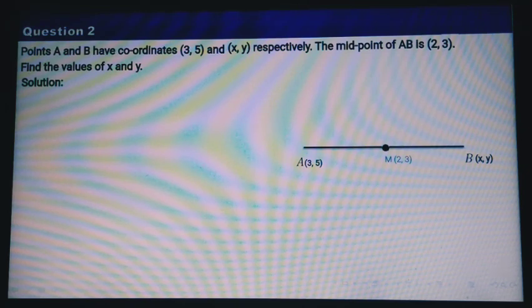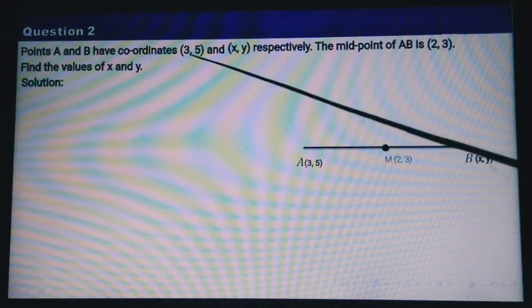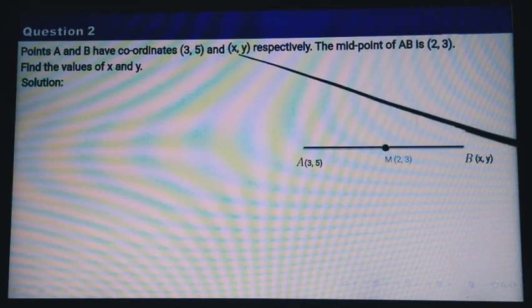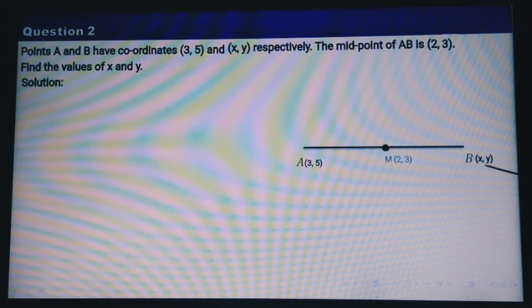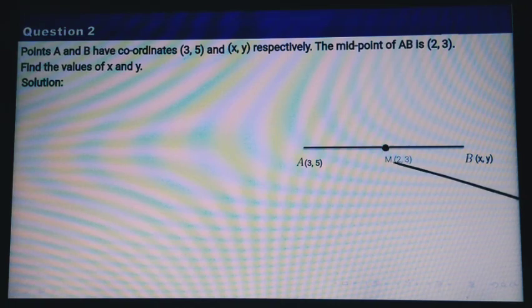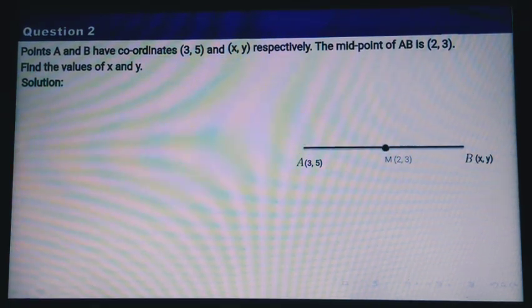So let's move on to the next question. Here what is given is A and B have coordinates 3 comma 5 and x comma y. The midpoint of AB, which I am calling M, is given by 2 comma 3. So you need to find the value of x and y.